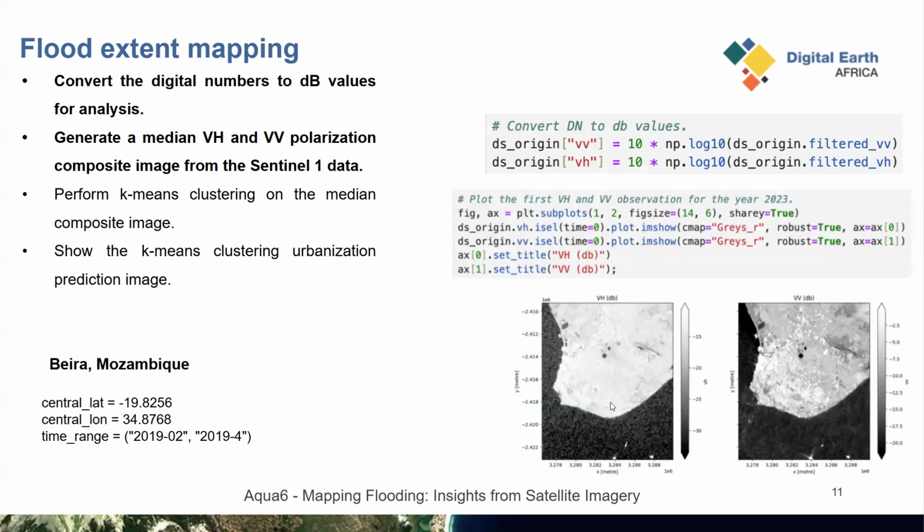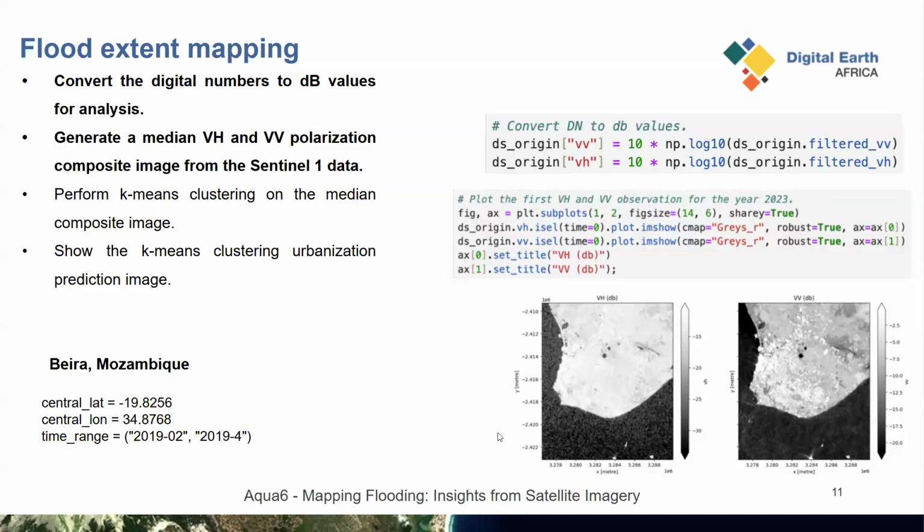For converting the digital numbers to decibel values, the raw digital numbers were converted. This allows us to enhance our interpretability, as converting it allows us to visualize and interpret the subtle differences that can be seen on the features such as water, as well as vegetation in urban areas.